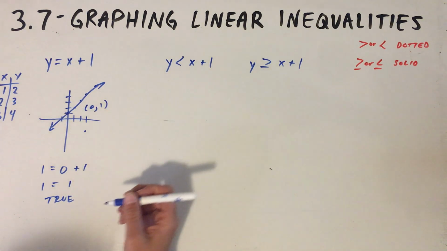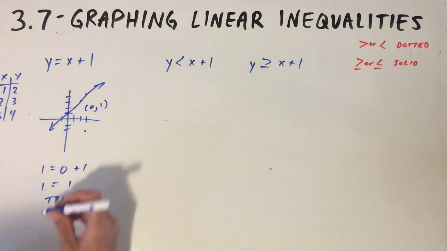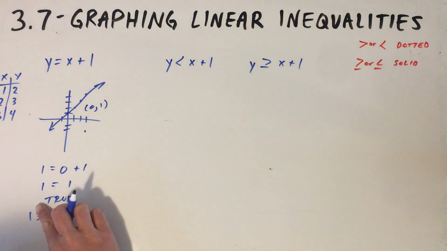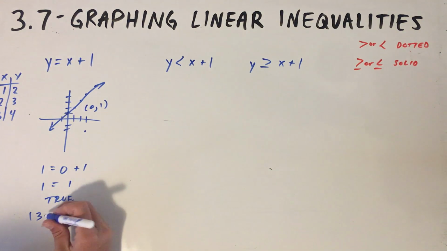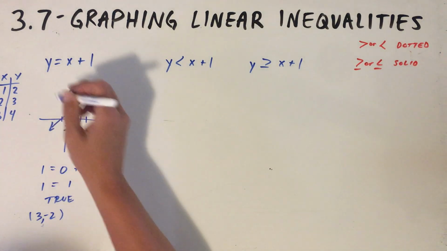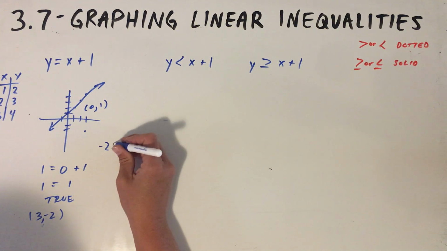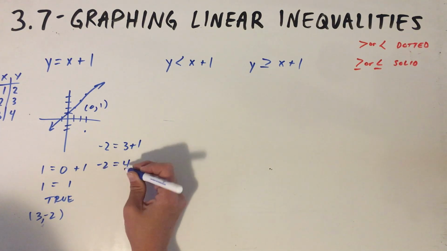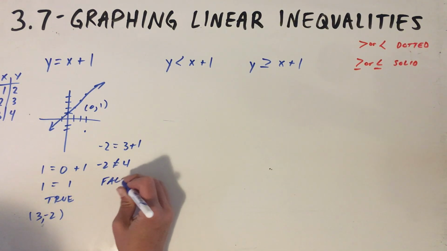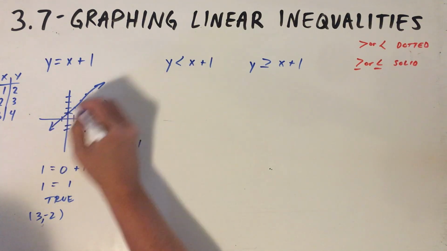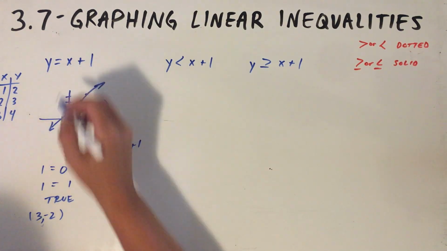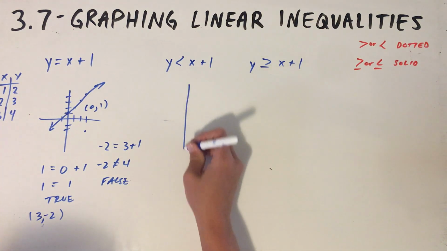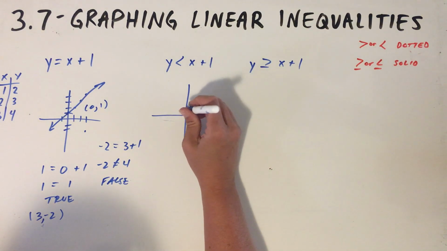But this point over here, if I were to plug in the point 3, negative 2 into this equation, if I said negative 2 is equal to 3 plus 1, negative 2 is equal to 4. Well, no, it isn't. This is false. And that is why this point right here is not on this line. This line is the picture of all the possible solutions. Well, how does an inequality make this different? Well, this line is not going to change. The line is going to be in the exact same place.